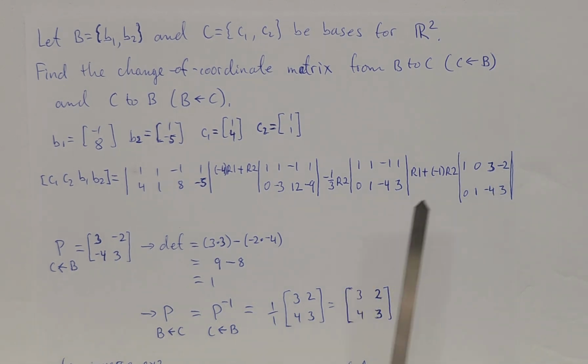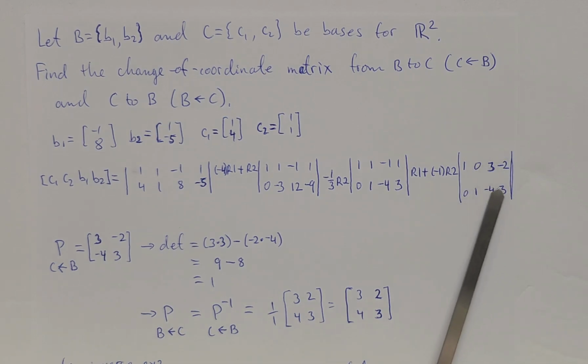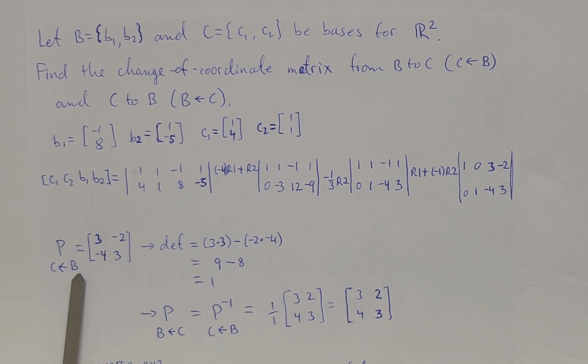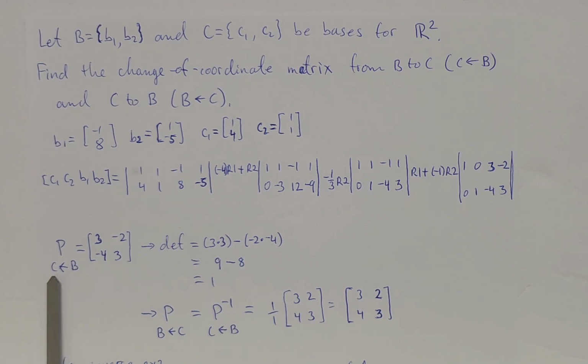So as you can see, I have 1, 0, 0, 1. We are completely done. This part right here is the answer we are looking for. So 3, -4, -2, +3 is our B to C. One more time, this right here is the answer for B to C.